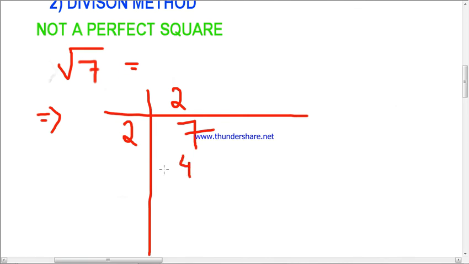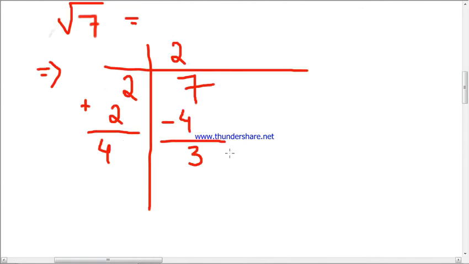Okay, 4. Subtract this, you get how much? 4, 5, 6, 7. You get 3 as your remainder. Now make sure you add this. The process remains the same. Please do not forget this. You add 2 out here, you get 4. Now as you can see, you have no numbers after 7. You have run out of numbers.